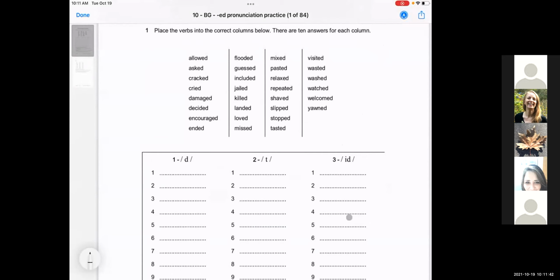The first one, allowed. D. Yes, I agree. Allowed. And asked. Next is asked. I think T sound. Great. Great. D. Correct. Cracked. Cracked. It's T sound. Yeah. T.